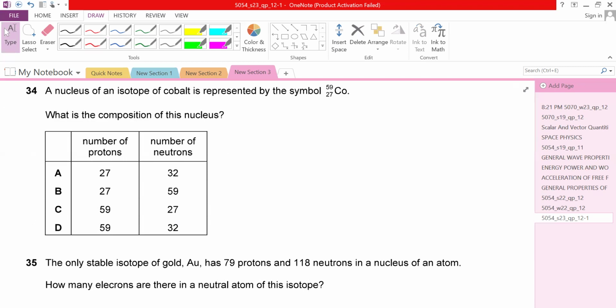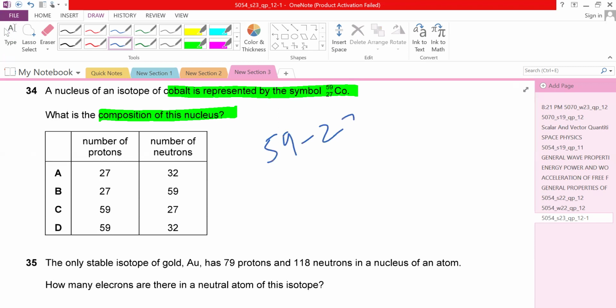Question 34. A nucleus of an isotope of cobalt is represented by the symbol Co. What is the composition of the nucleus? Number of protons, 27. Number of neutrons: what you simply have to do is subtract 59 minus 27, which gives 32. Option A is correct for question number 34.